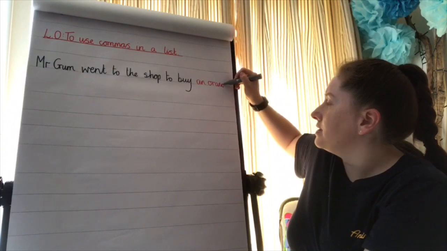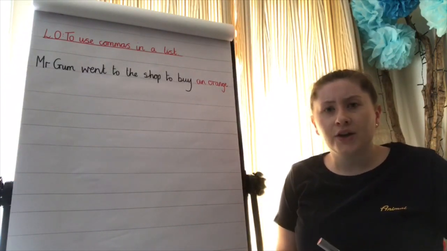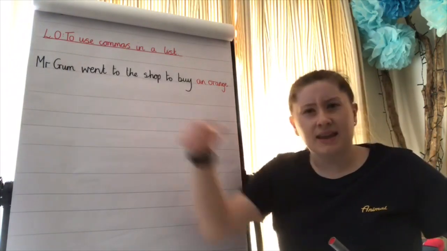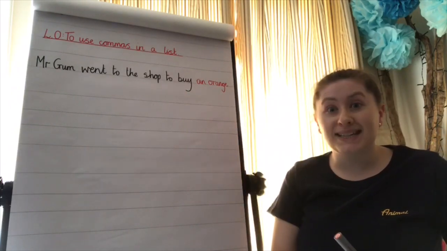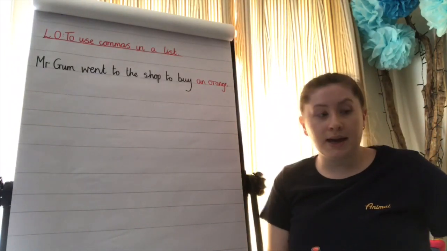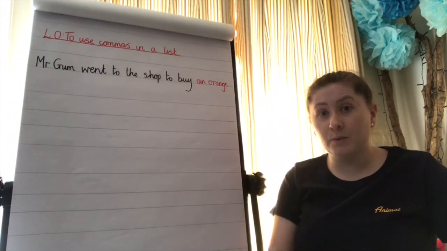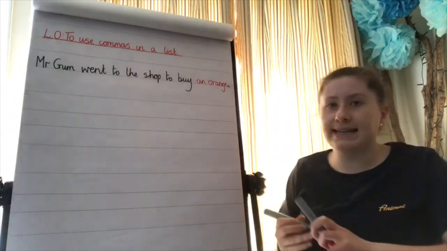Now, I said to you we're going to buy 3 things in our list. So I've got my first thing. Now, I'm going to write my second thing here that he buys from the shop, but there's a bit of punctuation that we need to include. So I'm going to get my pen and we're going to add our comma. So after we've done our first item, we add our comma. So I make sure my comma sits neatly there.